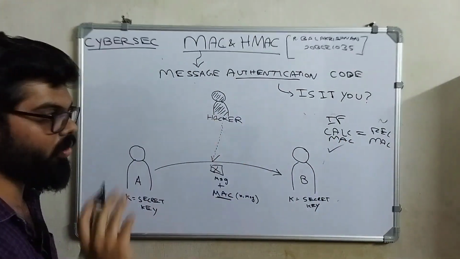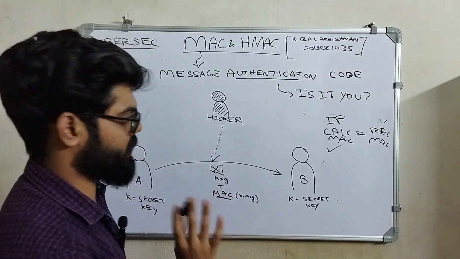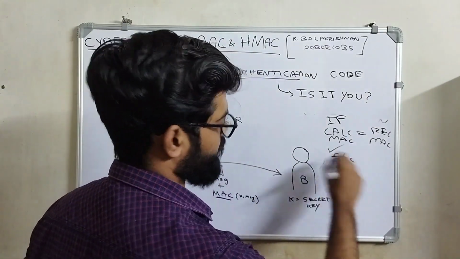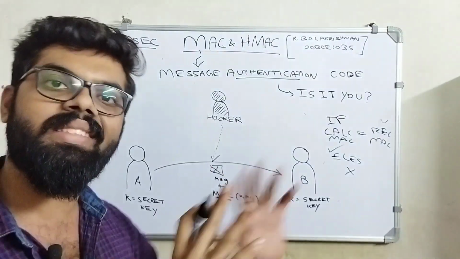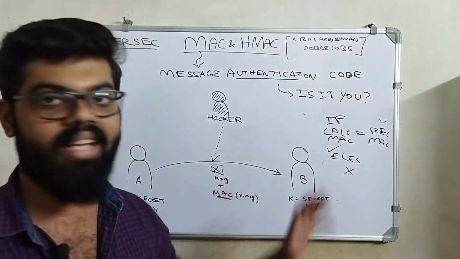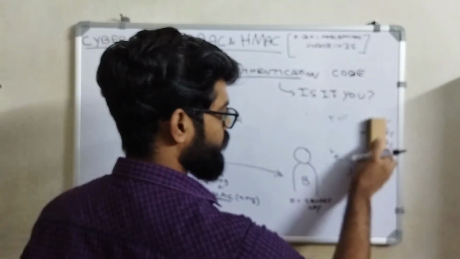It is being sent by A only, and it has not been intercepted, and nothing has happened to the message, right? Else, if it is not equal, then it is not being sent by A, or it has been tampered with by someone else. So in this way we came to a conclusion: we have this mechanism to generate and to verify.